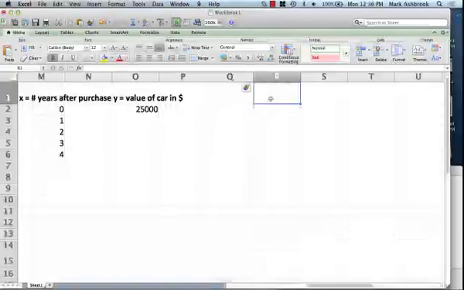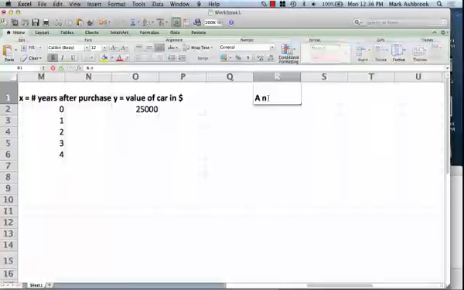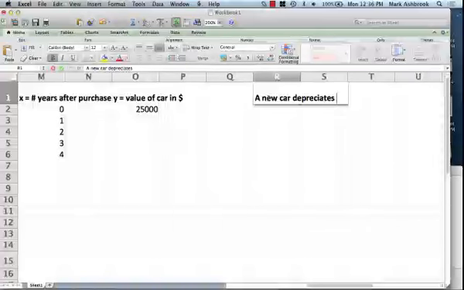All right, so let's say your purchase is kind of like your homework. You purchase a car for $25,000, and let's say a new car depreciates 12% annually.